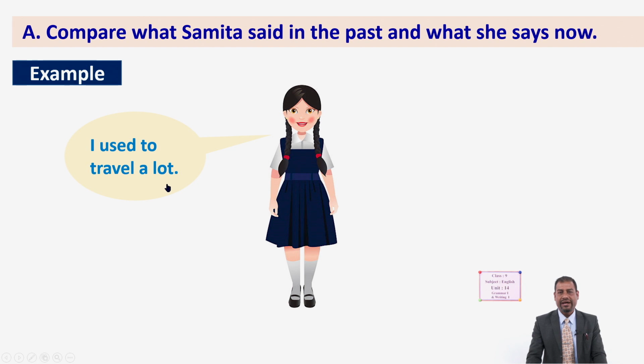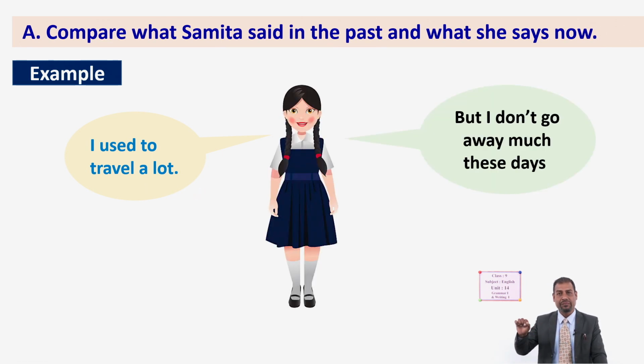See, I used to travel a lot. Now you have to notice here used to. I used to travel a lot. Samita says it, okay? But what does she do in the present? Now she says that, but I don't go away much these days. So I hope you might have understood the expression of used to for past tense and that we don't do in the present. Once again, look at the example. I used to travel a lot, but I don't go away much these days.